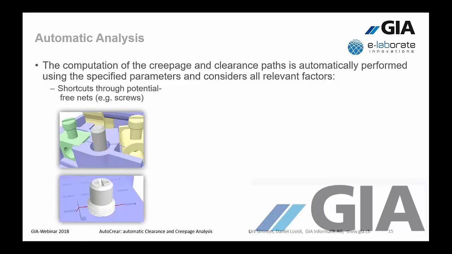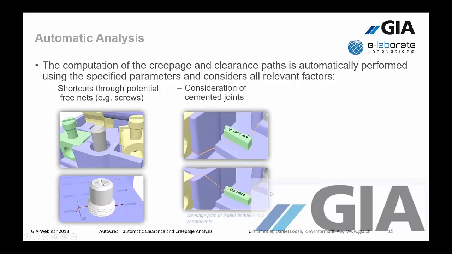When you run the analysis, shortcut behavior is also implemented in that solution. It means when you have one potential here and another potential there, and between them there is a conductive part, the distance will be shortened by this conductive screw or whatever else. There is also, as I explained before, cemented and uncemented behavior available to lengthen a path, as we can see on those two pictures.